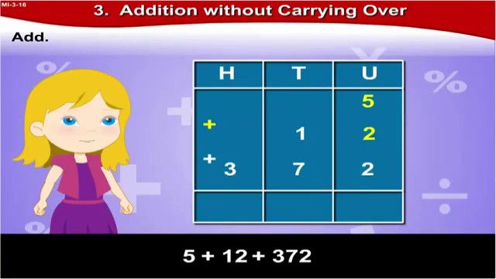5 units plus 2 units is 7 units, plus 2 units would be 9 units. 1 ten plus 7 tens is 8 tens, and in the hundreds column we have 300. So it is 300, 8 tens, 9 units. So the answer would be 389.